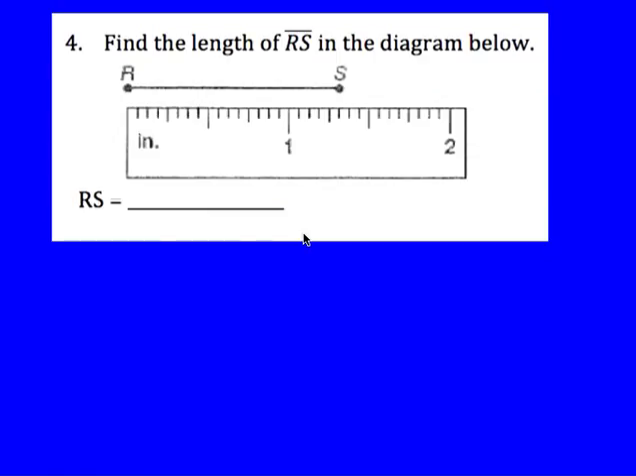Next, let's take a look at number 4. We want to find the length of RS. Well, 1 is the last number it hit, so I know that. And then I have 1, 2, 3, 4, 5, 6, 7, 8, 16 numbers in between 1 and 2. So I notice that S goes over 1, 2, 3, 4, 5 out of the 16. Okay, so we have 1 and 5/16. Now this time our label is inches. So we're going to go ahead and label that inches.